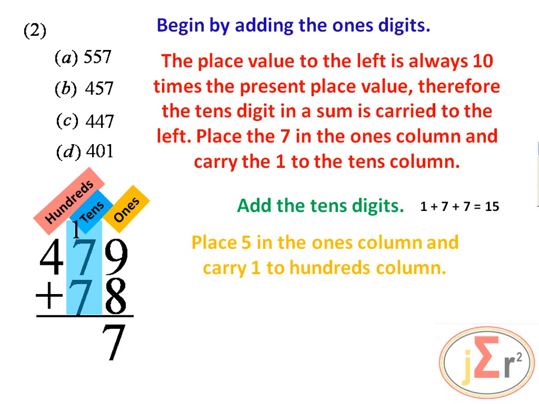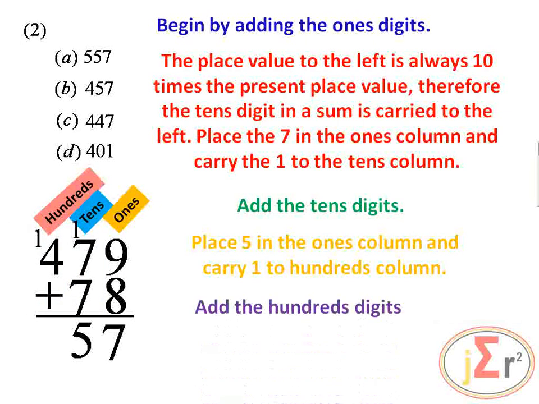We intended to put it right here, but it will get in the way of the other digits that we need to add. So we put it in a safe place, or the safest place that we can find, which is located at the top of the column. So the 5 will go there, and the digit of greater significance, which is 10 times the present place value, will be placed to the left in the column of greater significance.